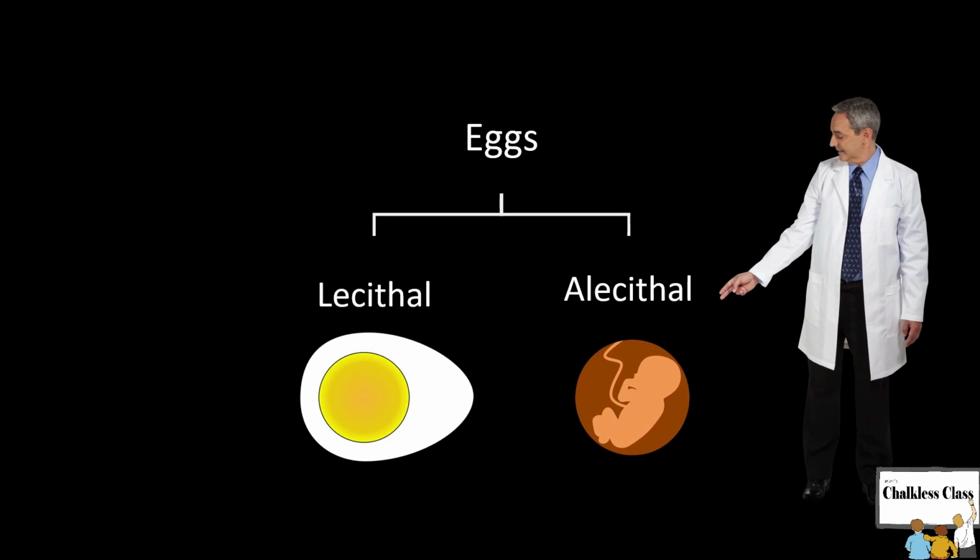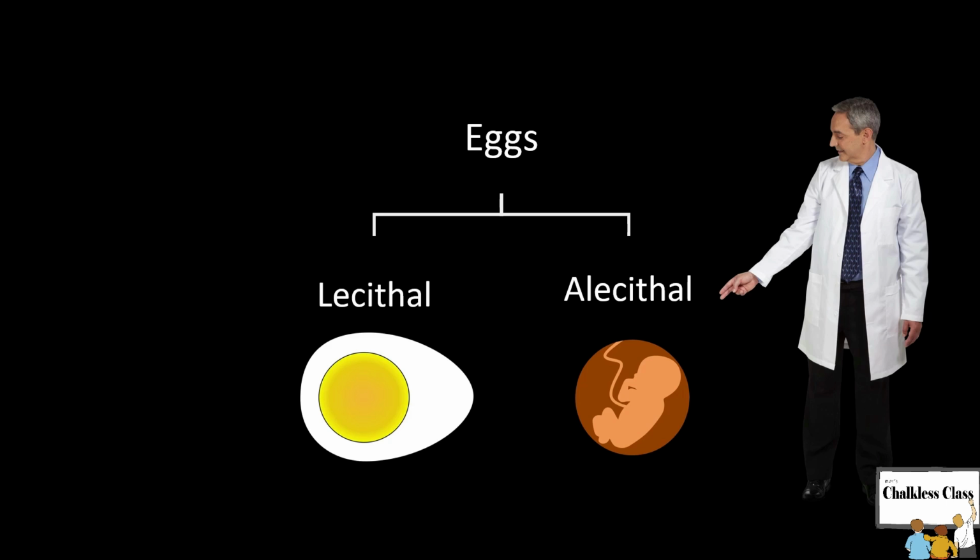Eggs are broadly classified into two types: the eggs with yolk and without the yolk. In lecithal eggs, the yolk is present. It is the nourishing substance for the developing embryo. Most vertebrates, except mammals, produce such types of eggs.